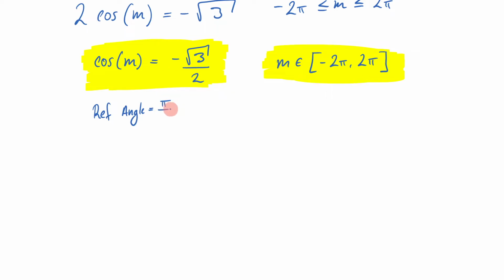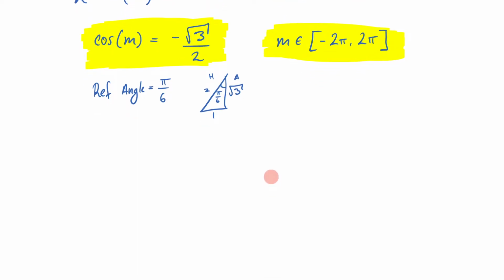If you're still struggling to identify the reference angle, remember you can always rely on your special triangle here. So special triangle, this would be the square root of 3 to 1. Cos is adjacent over hypotenuse, so it must be this angle up here if I have adjacent over hypotenuse, so it's pi on 6.